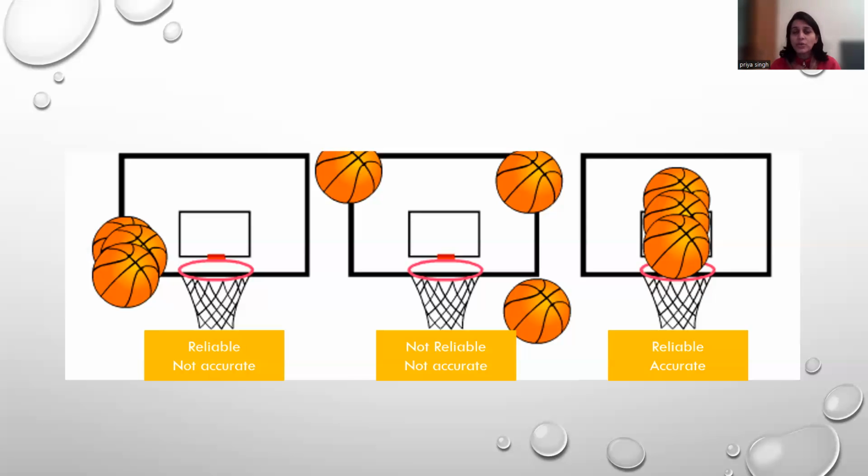In the second picture, you can see the ball is hitting different places of the backboard and neither is it going into the basket. So this means the technique is neither reliable nor accurate. In the third picture, you can see that the ball is hitting the same point of the backboard and also going into the basket. This means the technique is reliable as well as accurate. Similarly, our aim with data collection should be that it is reliable as well as accurate.